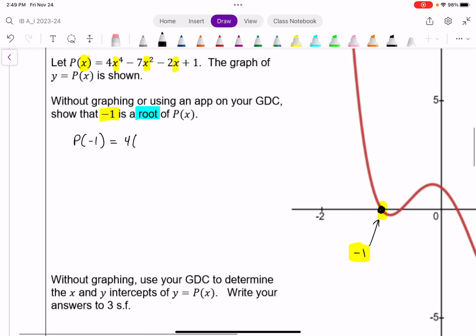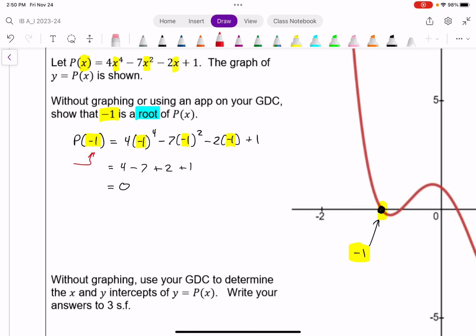If I do this, I get 4 times -1 to the power of 4 minus 7 times -1 squared minus 2 times -1 plus 1. So keep in mind, I'm substituting x with -1, which means I'm putting -1 into the function, and we want to see what comes out. And what comes out is 0. I get 4 take away 7 plus 2 plus 1, which is 0, or you could do that on a scientific calculator. And so notice we put -1 in, that's our x, and 0 comes out, that's our y. That's describing a root or an x-intercept or a 0, whatever you want to call it. So there, we've proven that really is one of the roots.